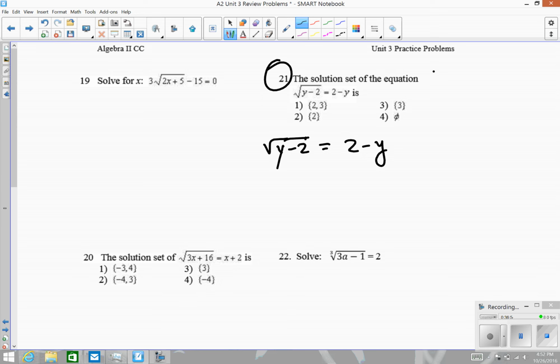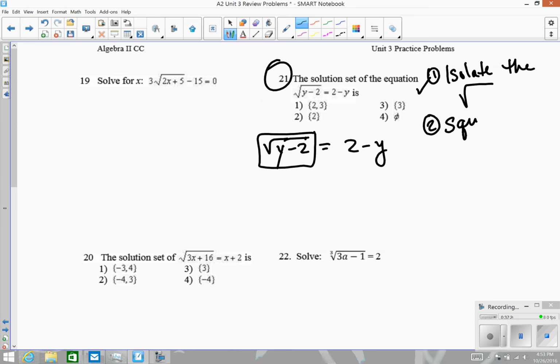I want to first make sure that I have my radical isolated. In other words, I want it alone, the only thing on its side of the equal sign. And it looks like here is my radical, and it is isolated already. So that step is taken care of. Next thing I want to do, if this is a square root, I want to square both sides of my equation in its entirety.